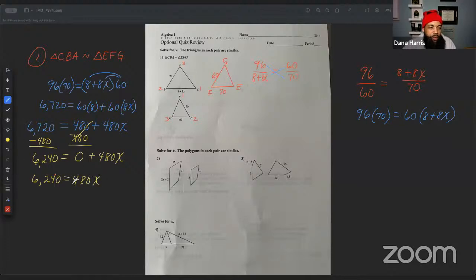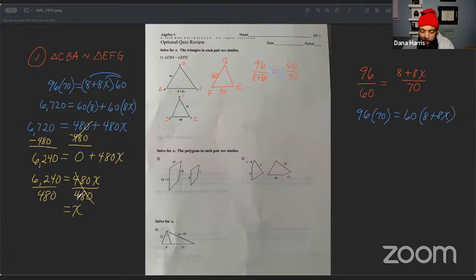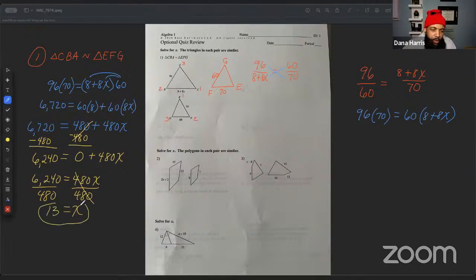And then in order to solve for that, I want to divide both sides by the 480. These cancel, so I'm left with x on the right side. And I'm going to say 6,240 divided by 480, and it's going to give me 13. So now with that being said, x is equal to 13. So in number 1, x equals 13.